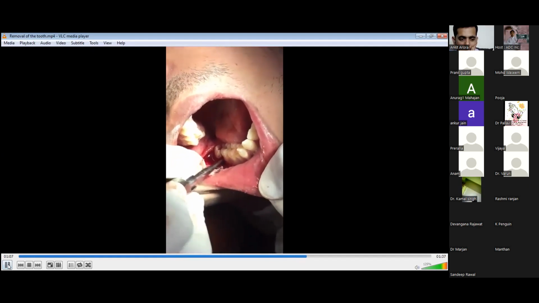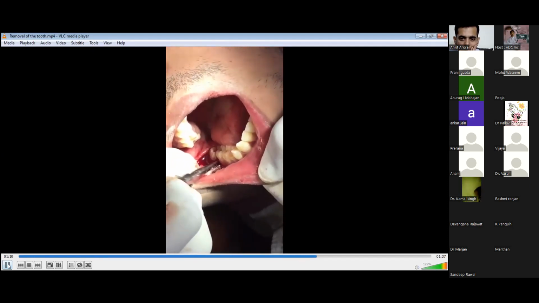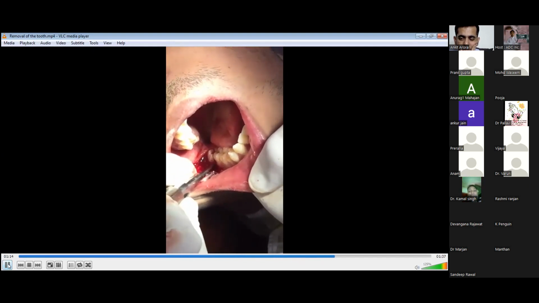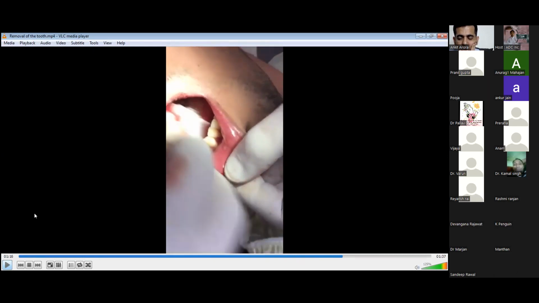We'll try to go as deep as possible, not at 1 to 2 mm below the CEJ. Now the moment it started moving, we have to keep moving the Coupland elevator as deep as possible. Before that, at the initial point, it was like this.